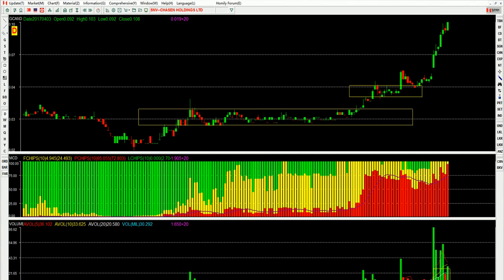You should learn the method, okay? The individual stocks are not important. The methods of finding strong stocks are more important, okay? So let's see the next one.